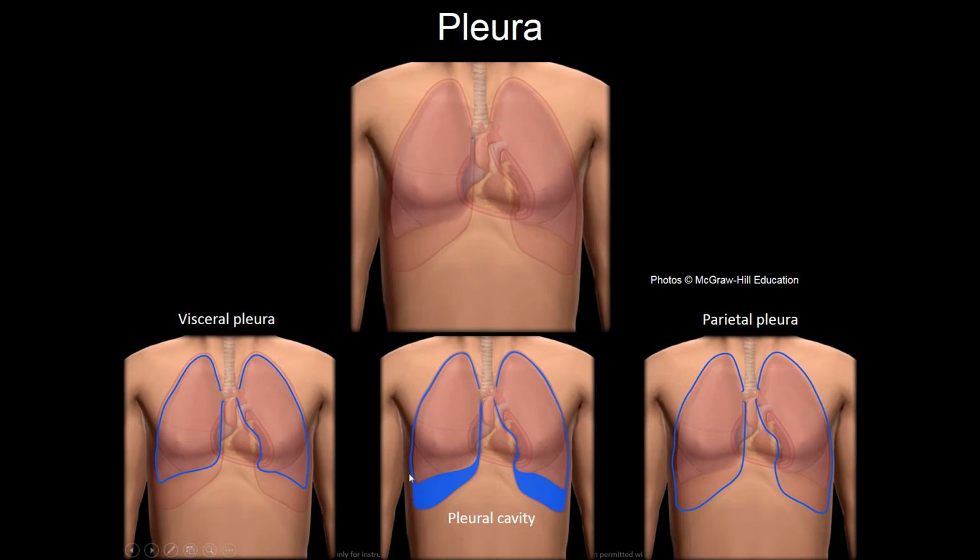So similar to the pericardial membranes, which surround the heart, you have a double membrane that surrounds the lungs. This is the visceral pleura in close contact with the lungs, and outside you have the parietal pleura, and in between you have the pleural cavity.